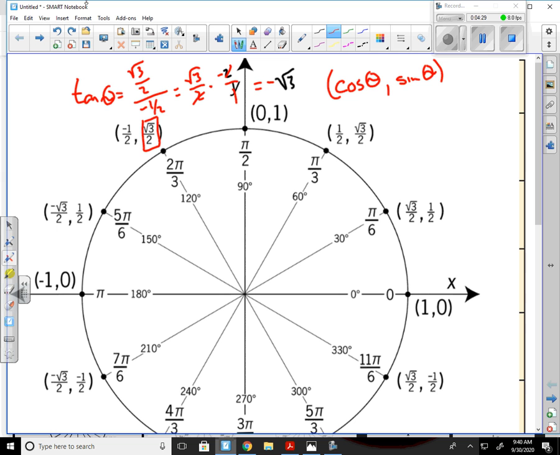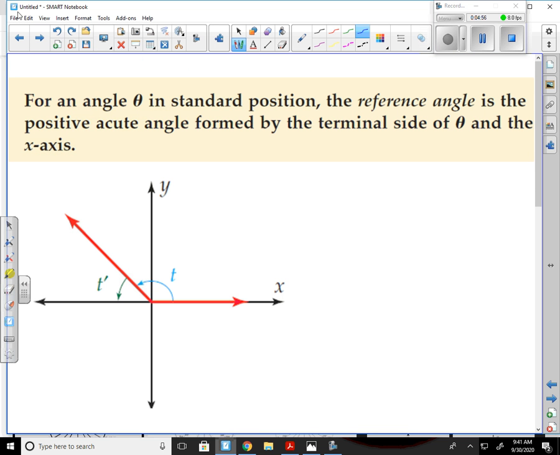And I've had a lot of people ask questions about trying to memorize something like this. It's a lot of information. But just because it's a lot of information doesn't mean you need to memorize all that information. Essentially, it all comes back to reference angles. What a nice transition I just made.